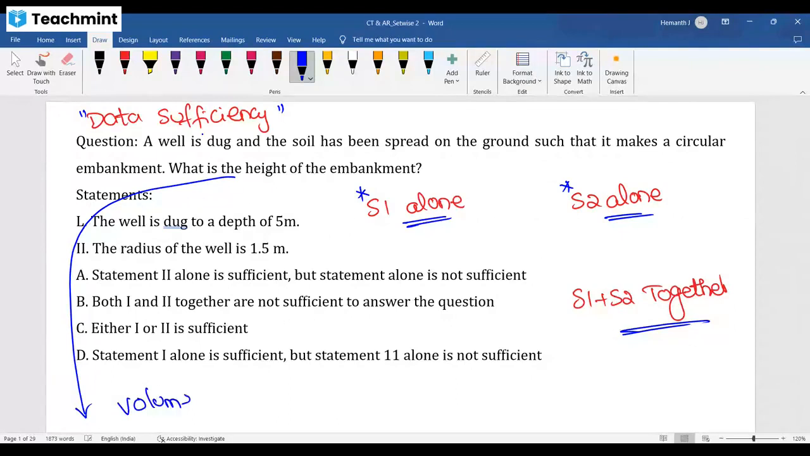If you want volume, for a circular embankment, we can consider it like a circular cylinder. So for that you need radius as well as height, meaning depth. Statement one is giving height, depth meaning nothing but related to height. This is giving the radius. Together only it is possible. Only with this you cannot do. Both are required to calculate. When you know radius and height, both together you can answer. Alone not possible. Together you can do it. No, it's not either one or two.